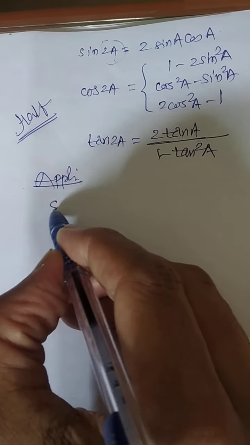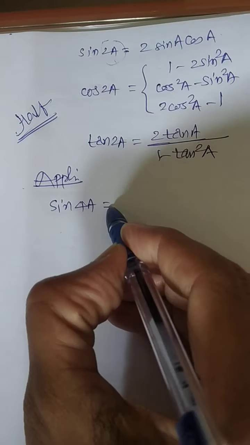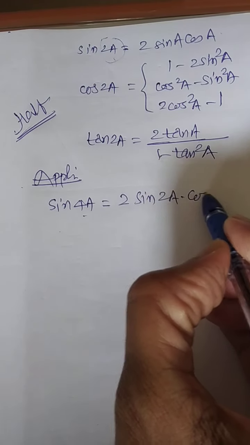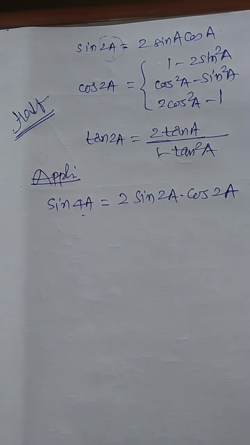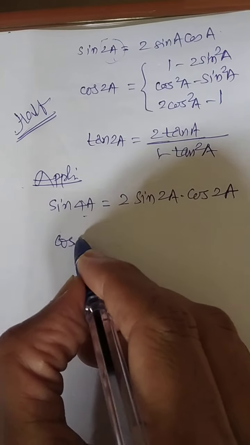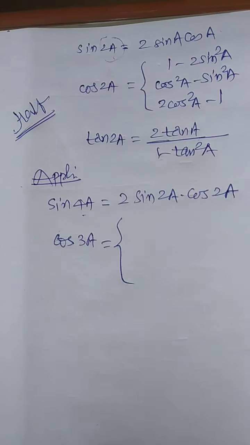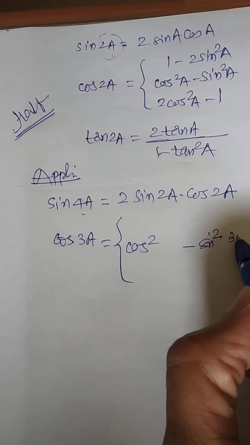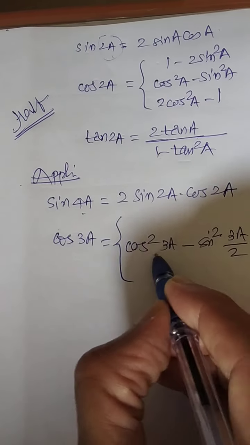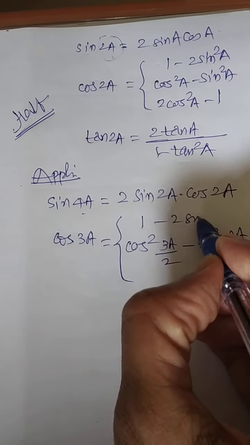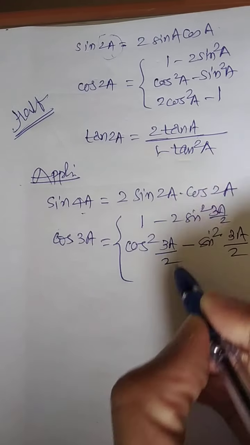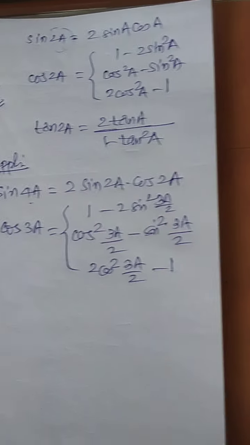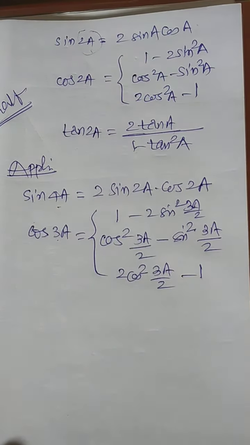Okay. Suppose I have written sine of 4A. Then it is 2 sine 2A, and over here cos of 2A. That is called the half angle formula. In case I am asking cos of 3A, now you can have the 3 ways of representation. Cos square minus sin square. What will come here? 3A by 2, half of that, 3A by 2. Or one can write 1 minus 2 sin square 3A by 2, or one can write 2 cos square 3A by 2 minus 1. Are you following? This is called the half angle. Whatever angle is there, that is going to be halved.